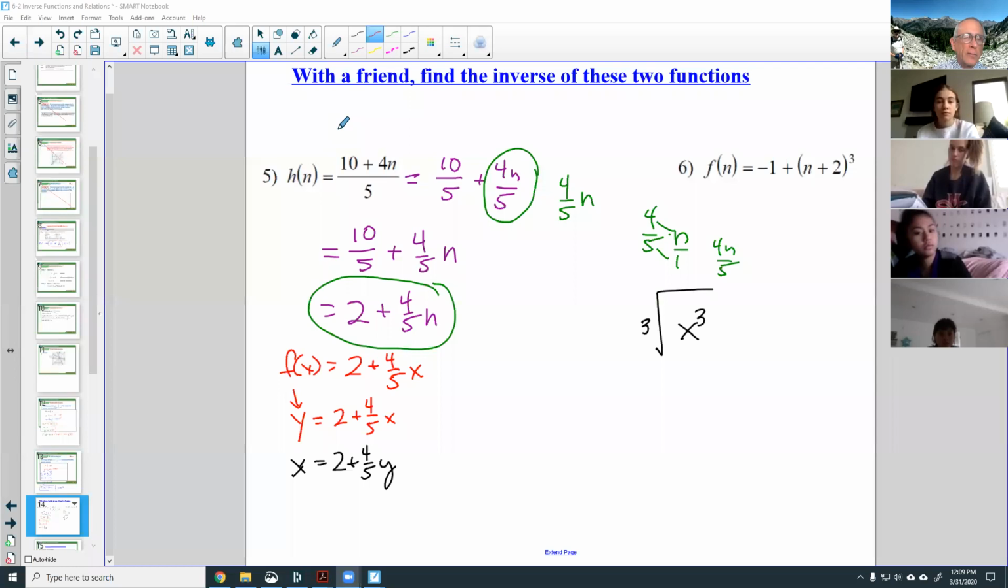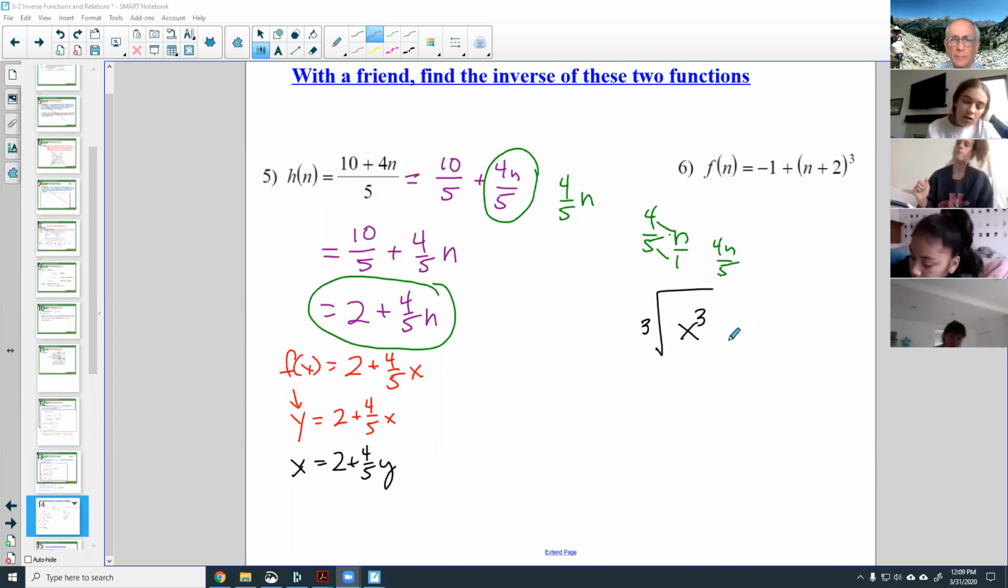If I have x cubed, I just take the cube root. That'll make your problem a whole lot easier. But you have to do it to both sides, right? Got to do it to both sides. That's exactly right. But we have y plus 2 cubed.